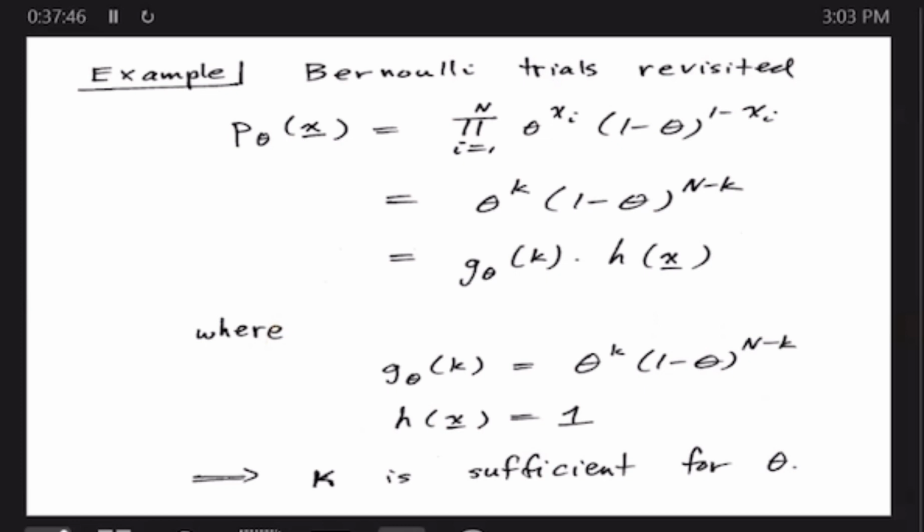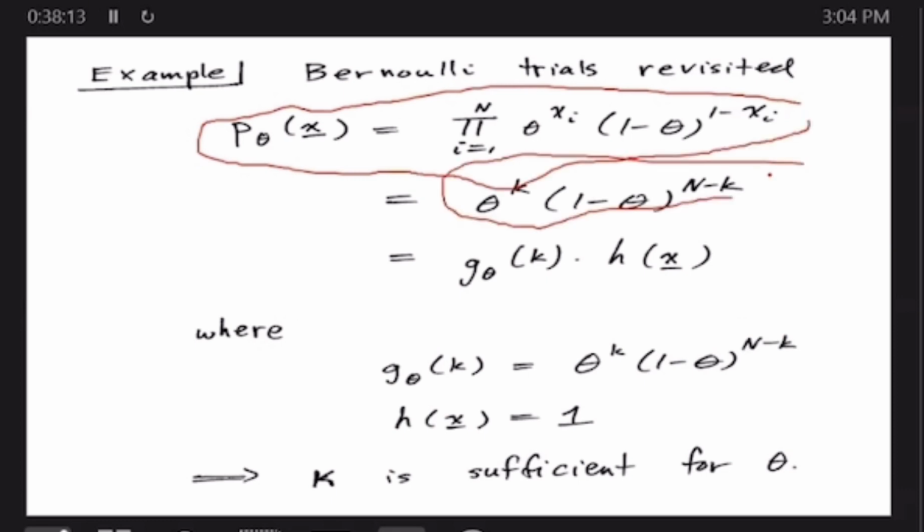Let me tell you, this is the deal. Whatever distribution you are given, try to know how to get the likelihood. If you're given a continuous probability distribution, the likelihood is going to be the joint PDF. If you're given a discrete one, it's going to be the joint PMF. Now take a look at this. That's the likelihood for the Bernoulli, right?